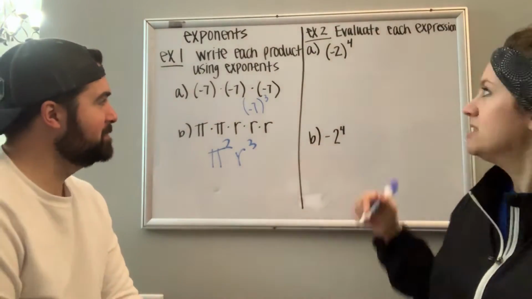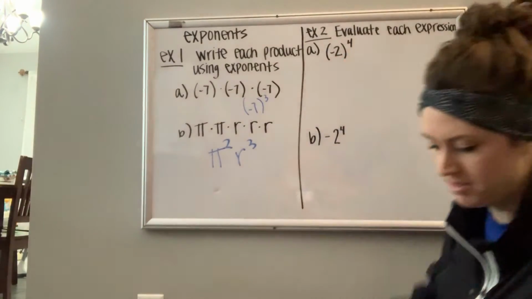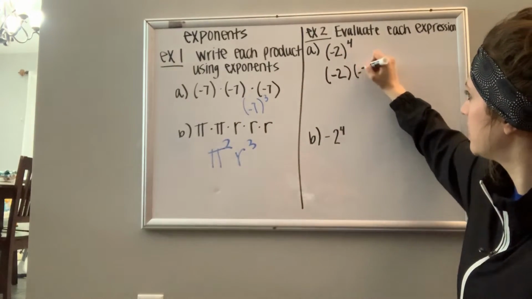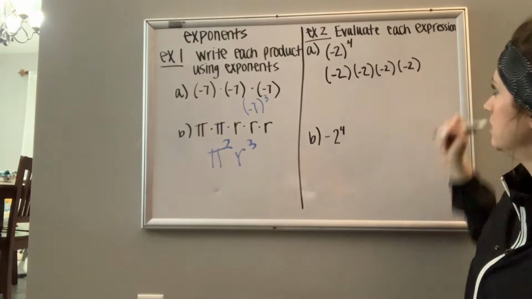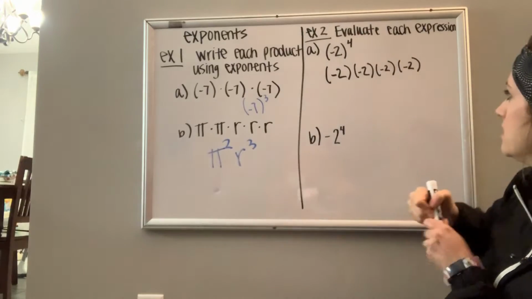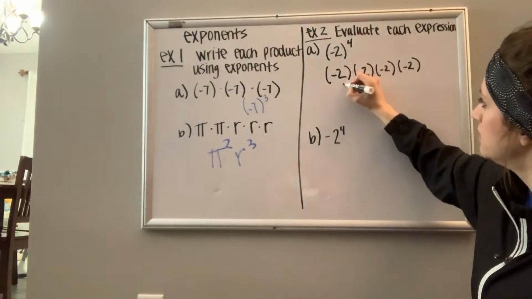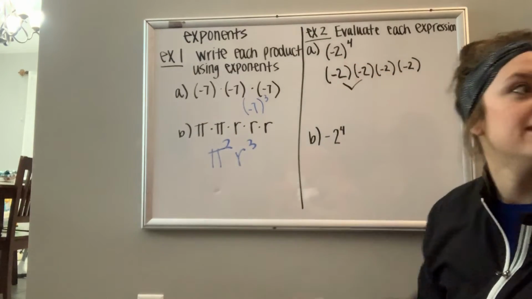So how many -2s are here? There's going to be 4 of them. So you're just going to write -2 times -2, -2, -2. And because this word is evaluate, you're going to use the order of operations. So please excuse my dear Aunt Sally. I'm going to keep this inside of the parentheses like this.